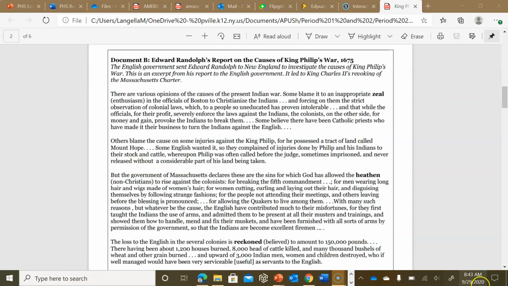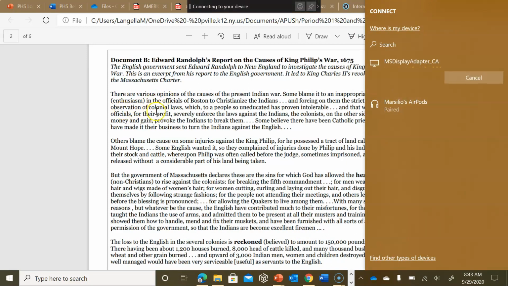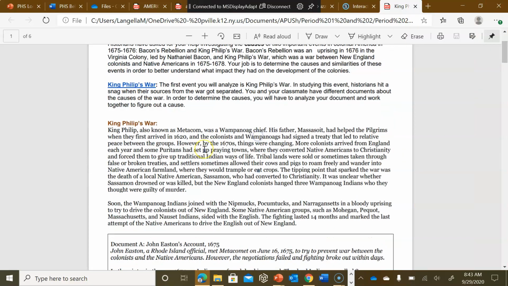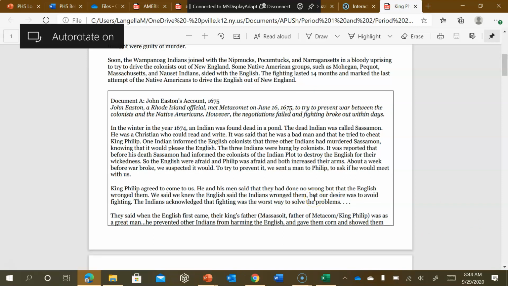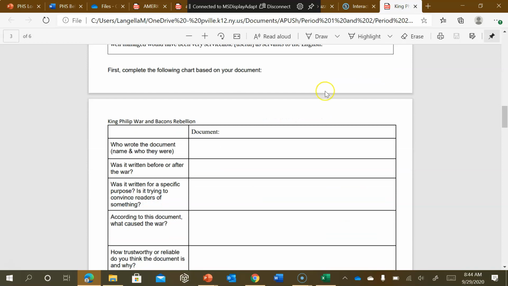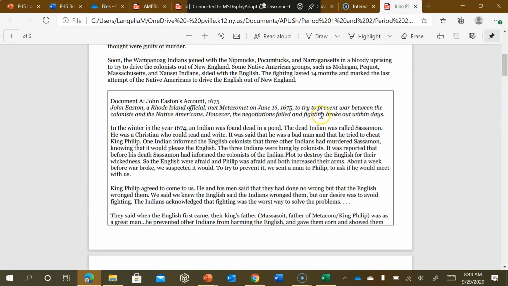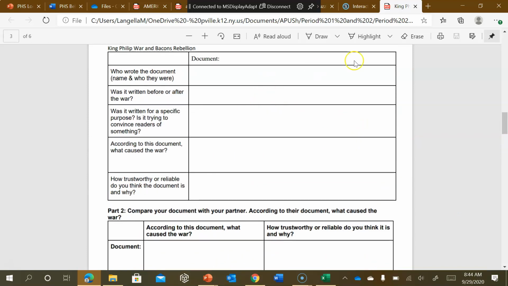So first, I'll connect my screen. We'll talk about document A first. Document A is by John Easton, John Easton's account of what had happened at the time. So first off, to answer some of the questions: who wrote the document and who they were? If you're doing document A, John Easton. He's a Rhode Island official, and he met with Metacom to just discuss what was going on. So that's who he is.